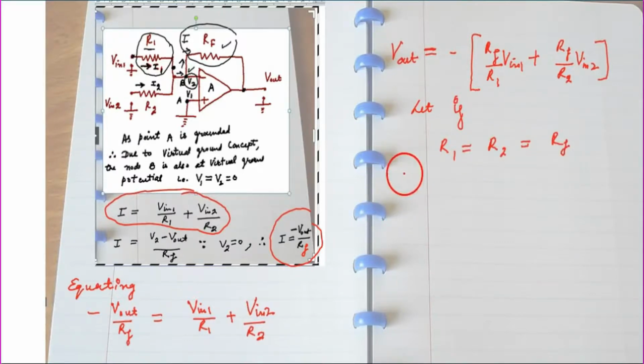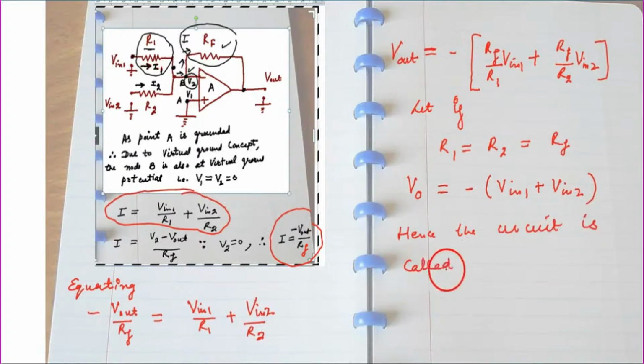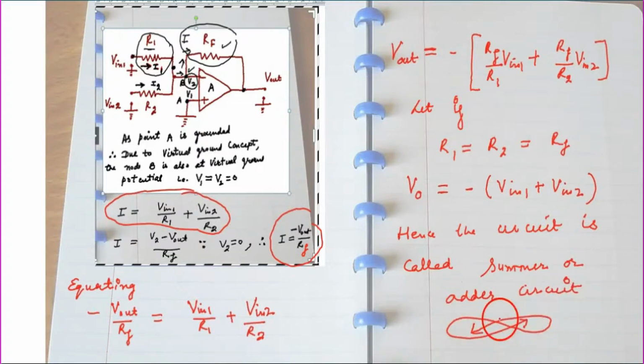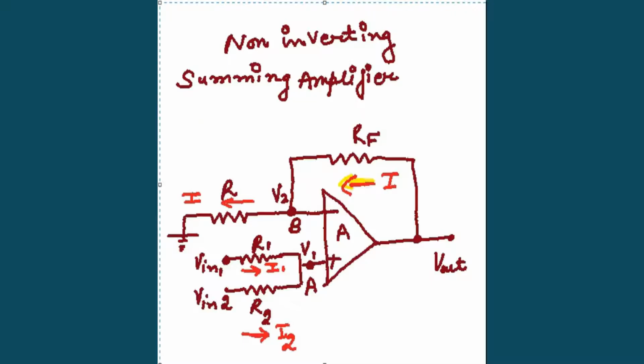If R1 equals R2 equals RF, all the resistors are of the same value, then the output voltage becomes the minus of the sum of the two. So this is addition, but the phase will be inverted because of the negative sign. Output voltage is minus of Vin1 plus Vin2. Addition plus phase reversal. Okay.